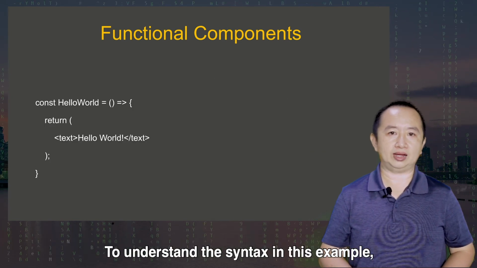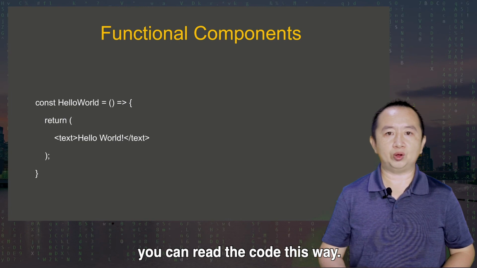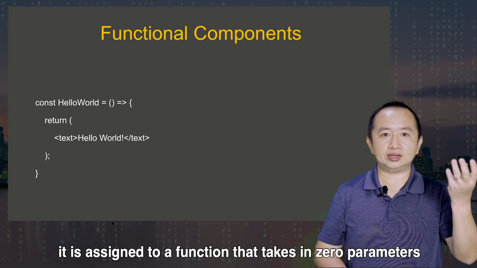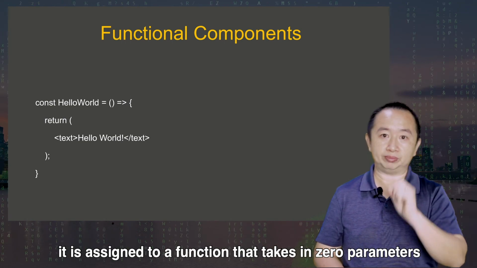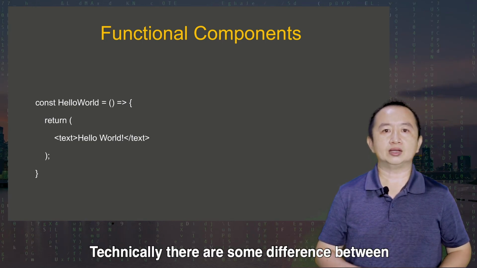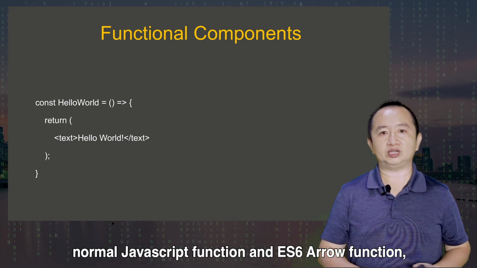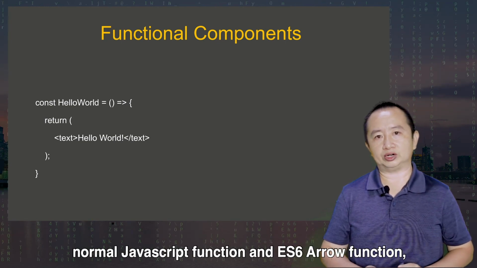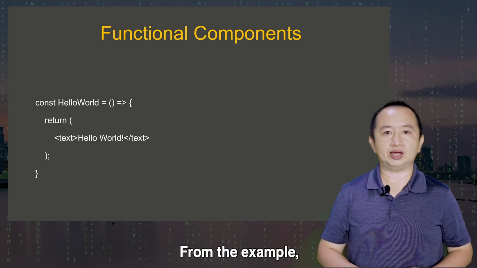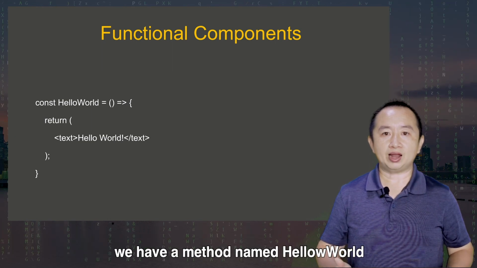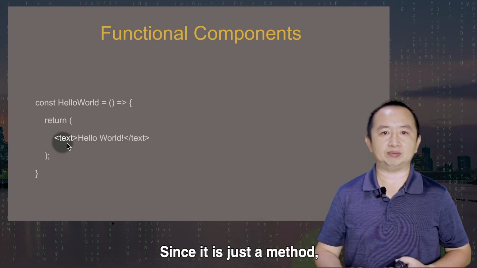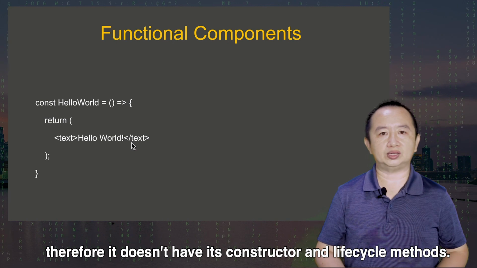To understand the syntax in this example, you can read the code this way. We define a constant called helloWorld, and it is assigned to a function that takes in zero parameters, and the function logic is within the curly braces. Technically, there are some differences between a normal JavaScript function and an ES6 arrow function. We will cover that in another series of tutorial videos. From the example, we have a method named helloWorld that will return the UI element. Since it is just a method, it doesn't have a constructor and lifecycle methods.